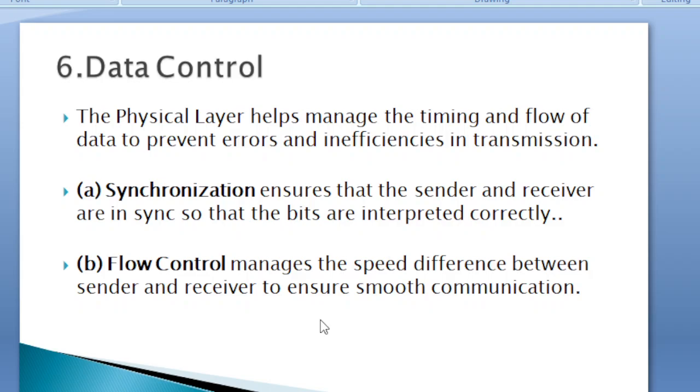The flow control manages the speed difference between sender and receiver to ensure smooth communication. This is mandatory: if a sender is sending data, the receiver should receive that data in a particular time. Otherwise, if the data sent is not received by the receiver, there will be some loss of data and a communication error will happen. So there should be some flow control also. These are all the responsibilities of the physical layer.